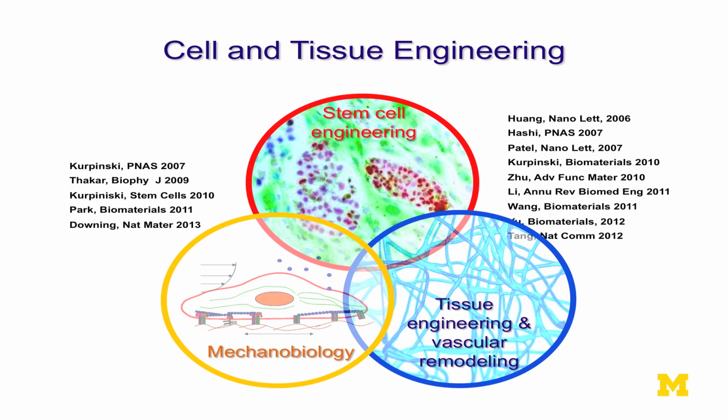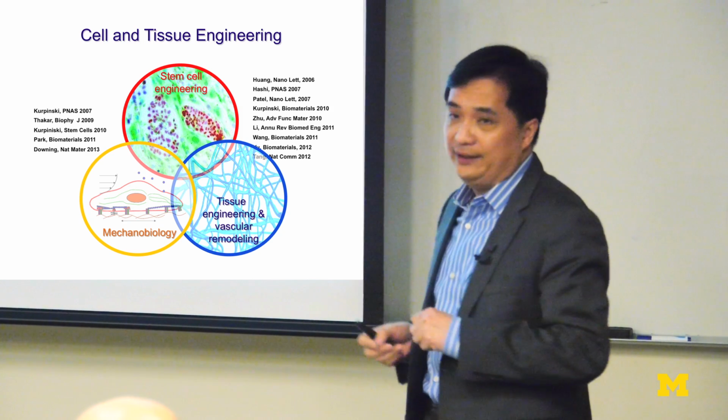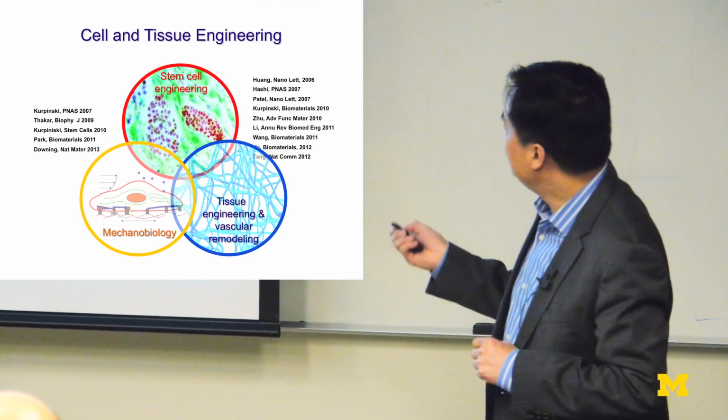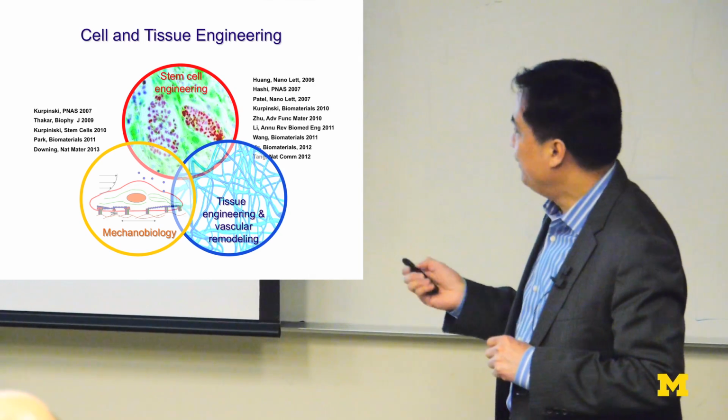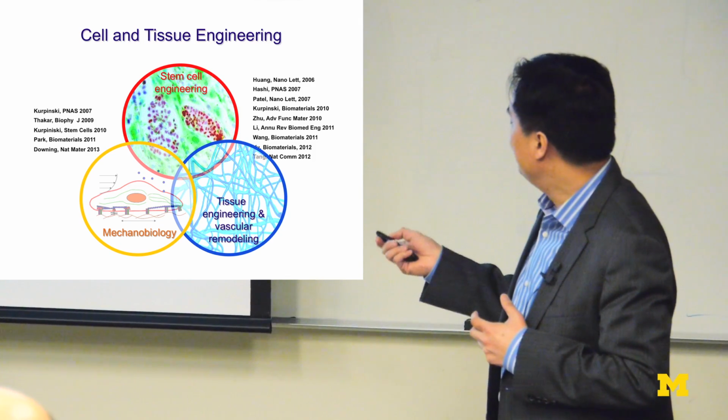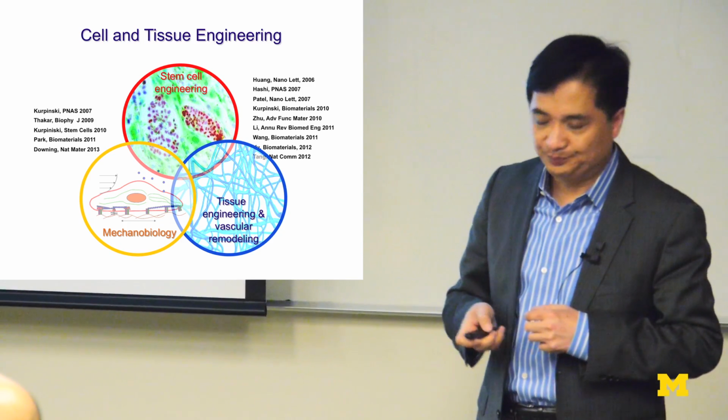So today, I want to talk to you about some of our work on stem cell engineering. The research in our lab is focused on cell and tissue engineering, and mainly in two aspects. On one hand, we are interested in how biophysical factors, together with biochemical factors, regulate stem cell function in vitro. And on the other hand, we're also interested in how stem cells participate in the regeneration and remodeling of tissue. In this case, we focus on vascular remodeling.